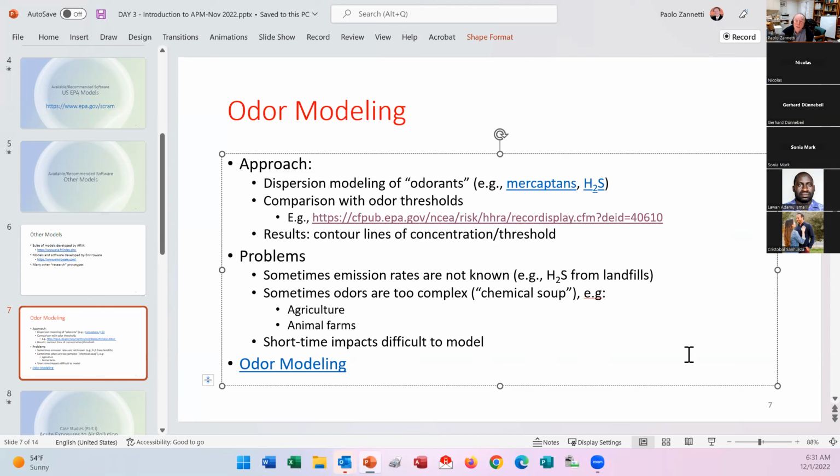Well, the challenge is that in many cases, H2S emission rates are not known. For other chemicals like SO2, or carbon monoxide from a car, we have a decent understanding of the emissions. But for odorants, sometimes we have absolutely no idea.